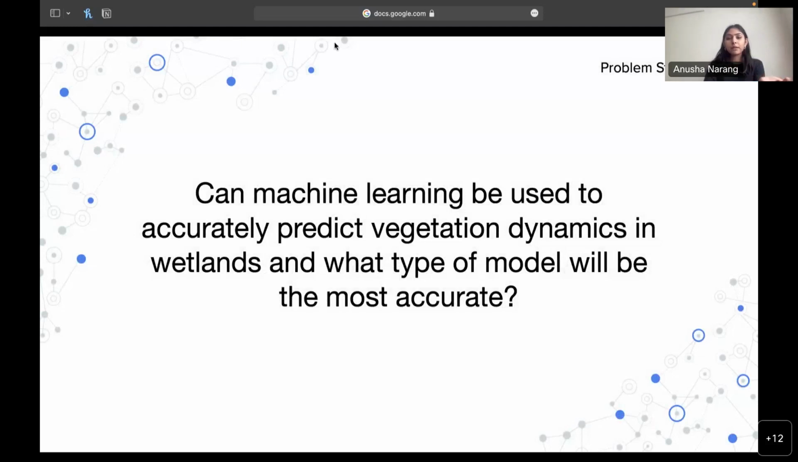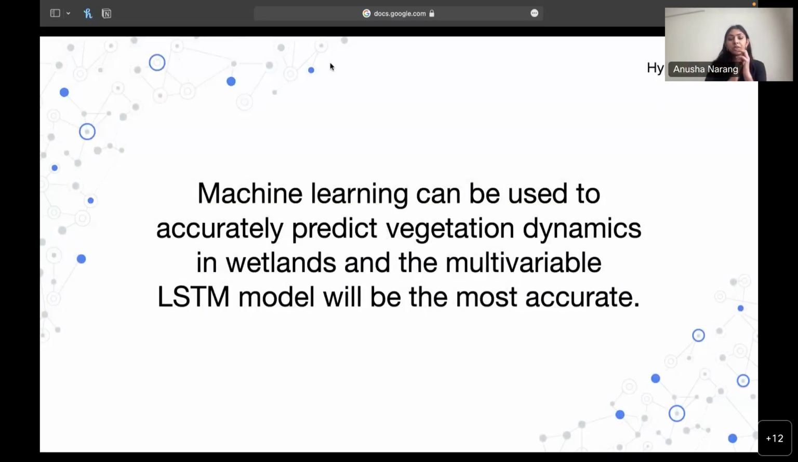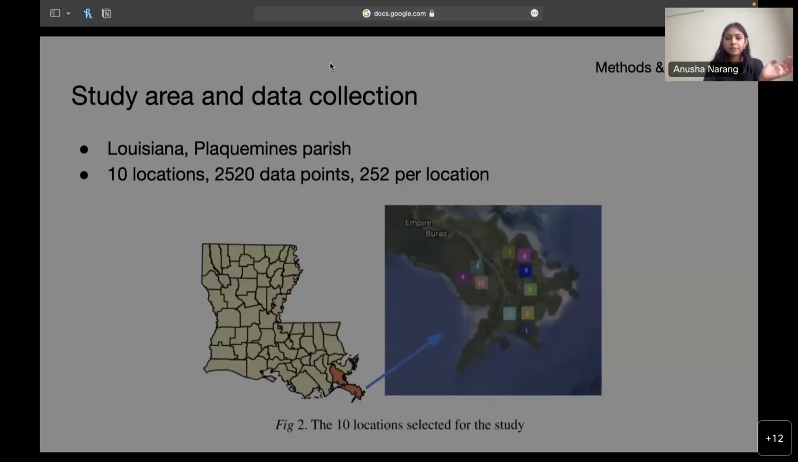So my problem statement is, can machine learning be used to accurately predict vegetation dynamics in wetlands, and what type of model will be the most accurate? My hypothesis is that machine learning can be used to accurately predict vegetation dynamics in wetlands, and the multivariable LSTM will be the most accurate because of its ability to have a sort of memory, and because the temperature data will aid it as well.